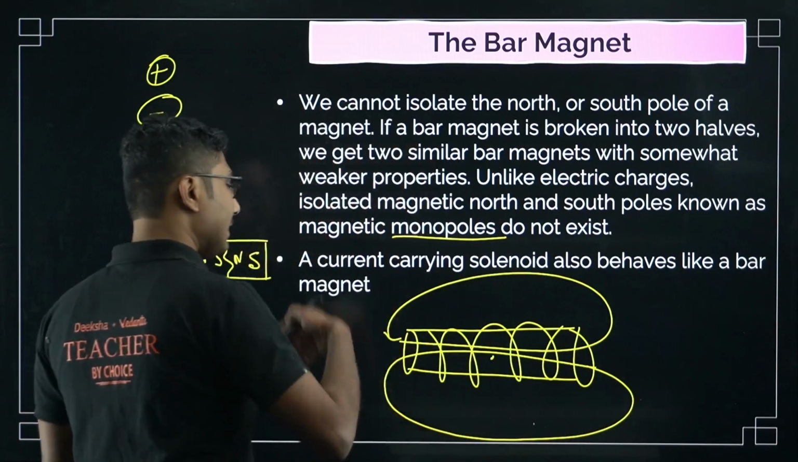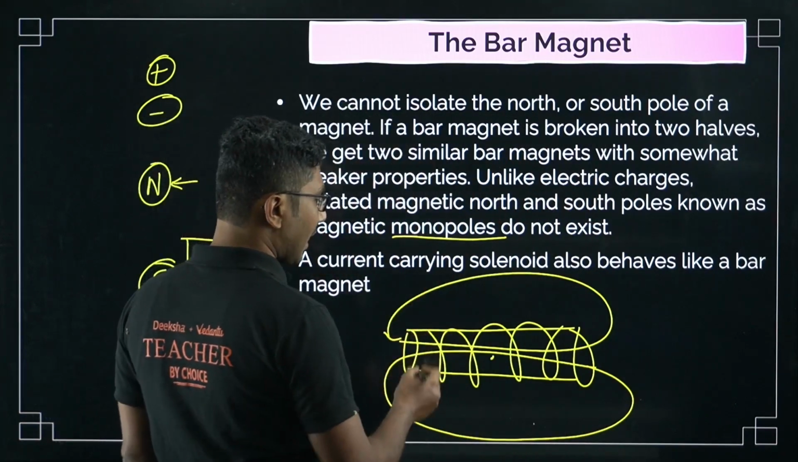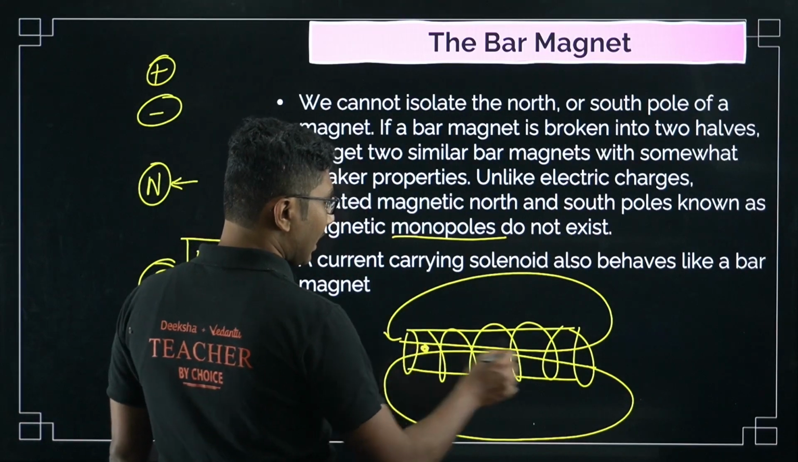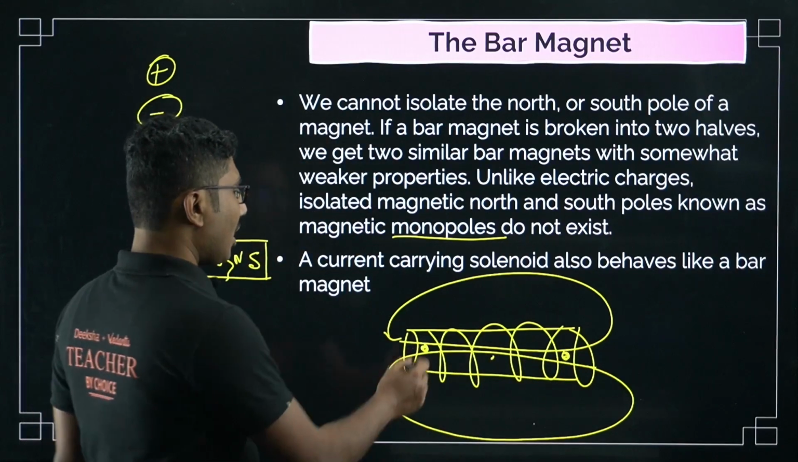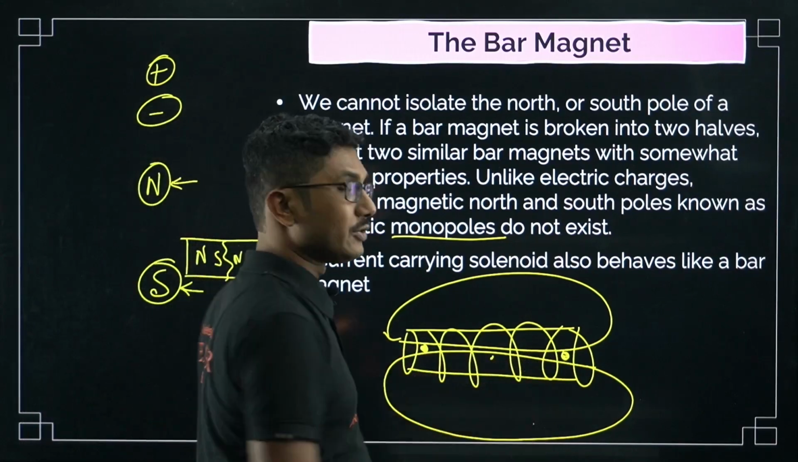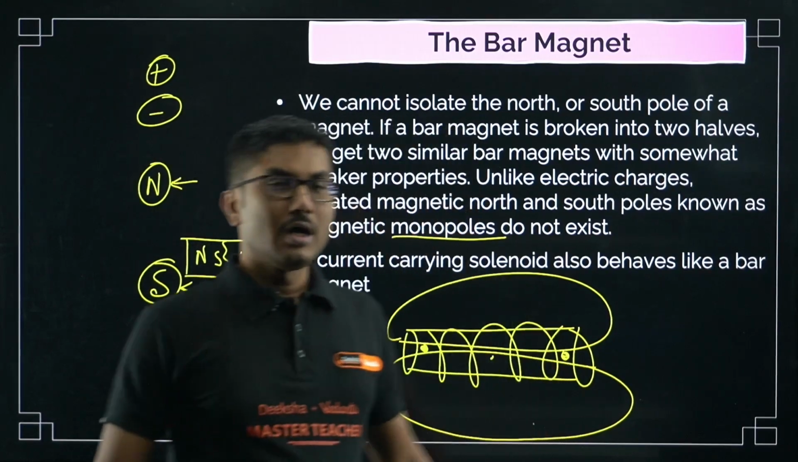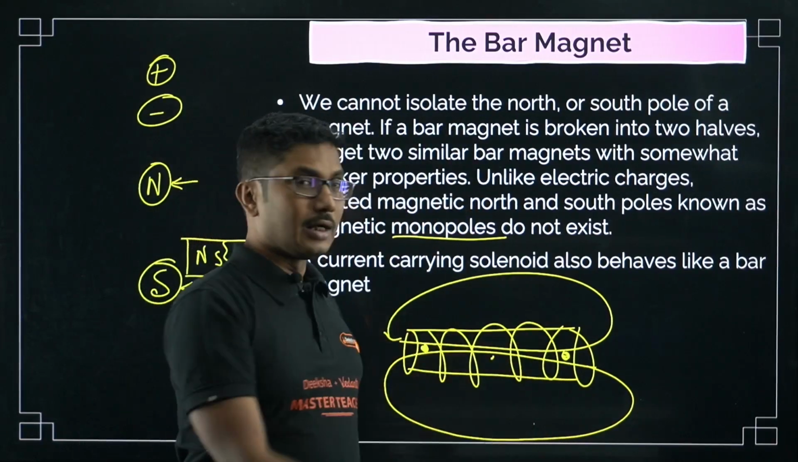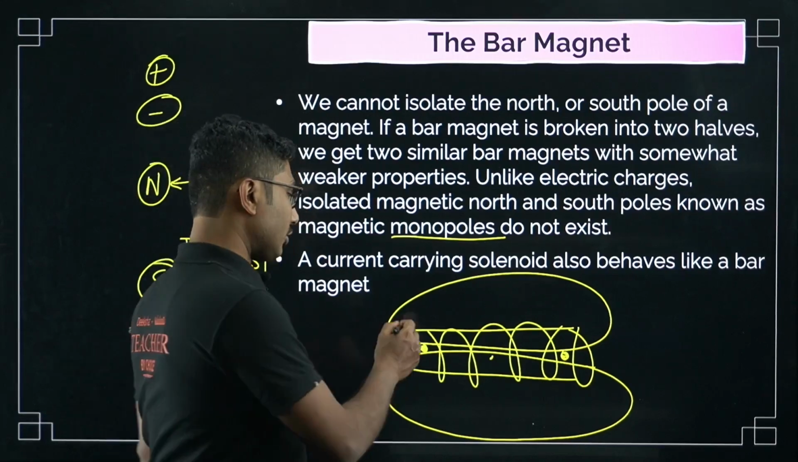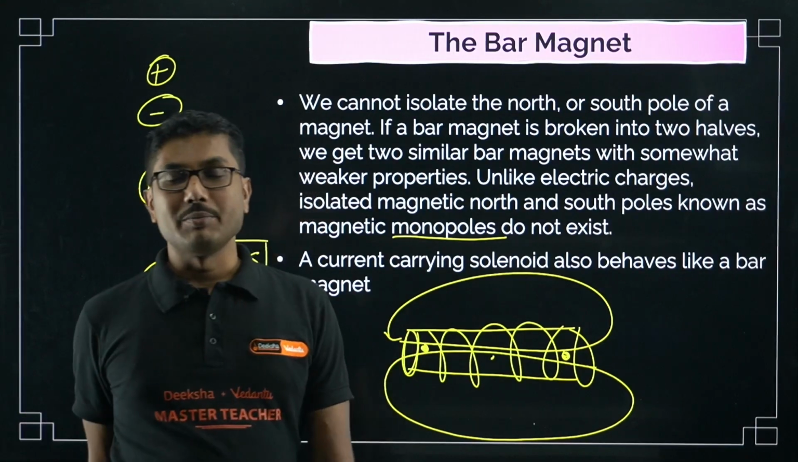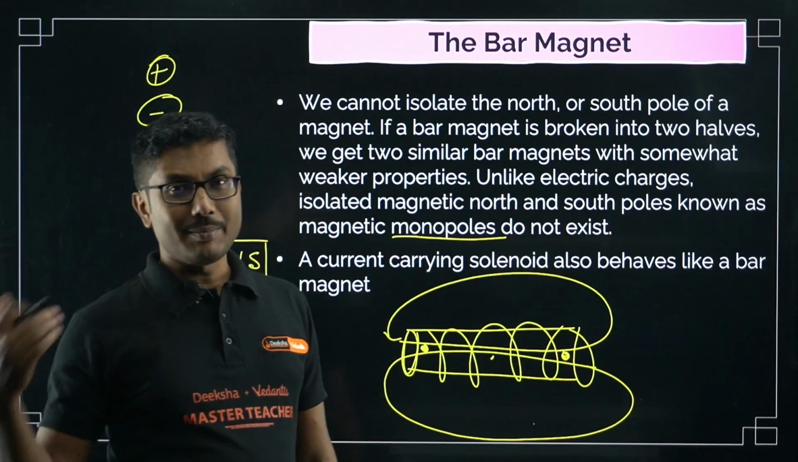In fact, if you put some iron filings near it, it will show that there are some points where the magnetic field is strongest, and those are the north pole and south pole. So they are the north pole and south pole of the solenoid. If you put a core such as soft iron inside the solenoid, then definitely it will behave like a magnet, as if it is a magnet.